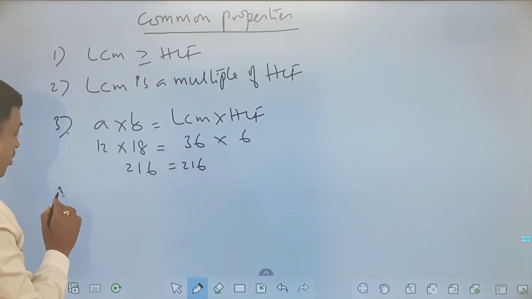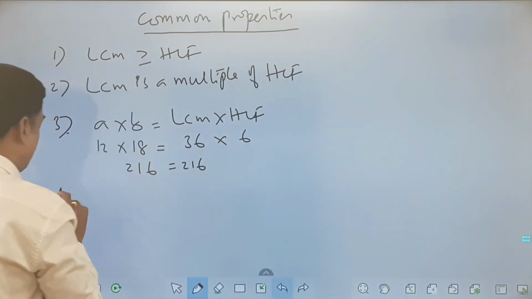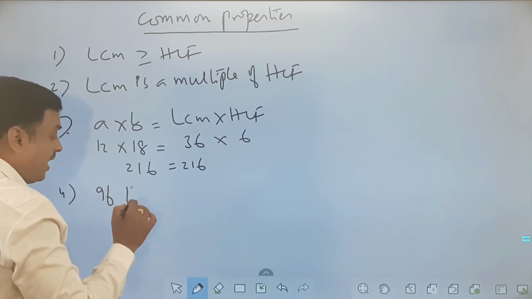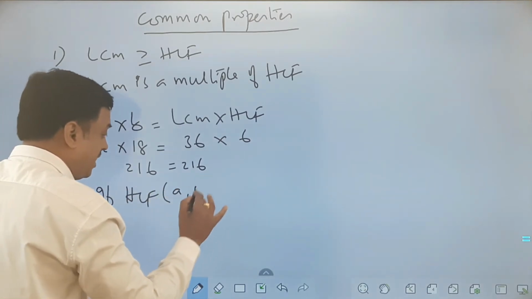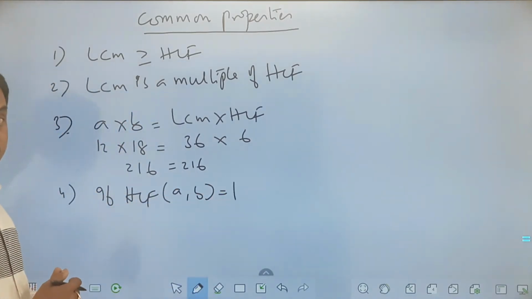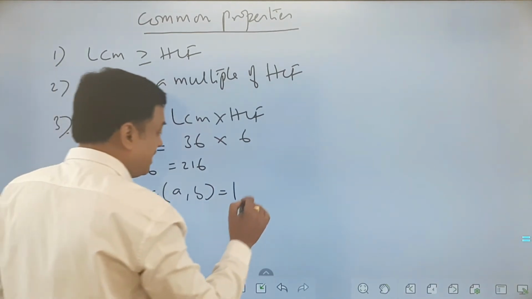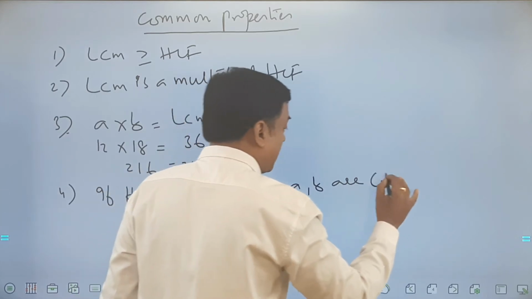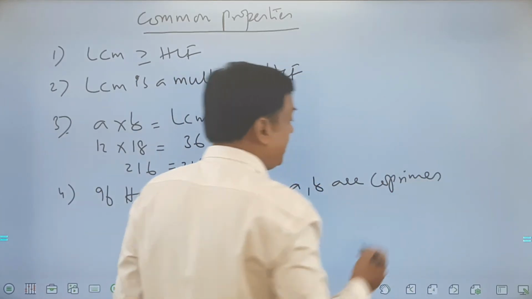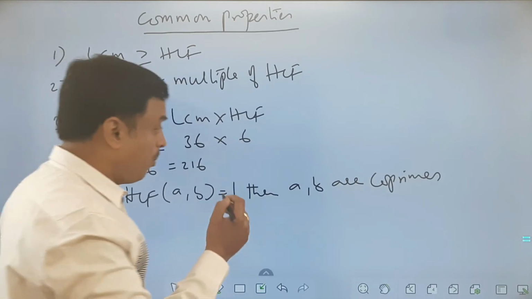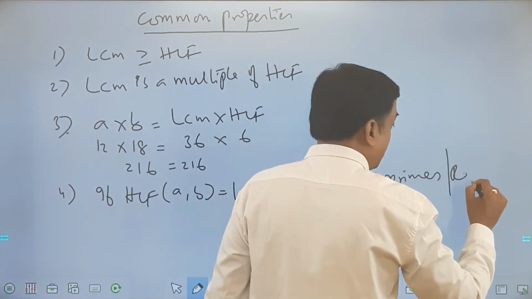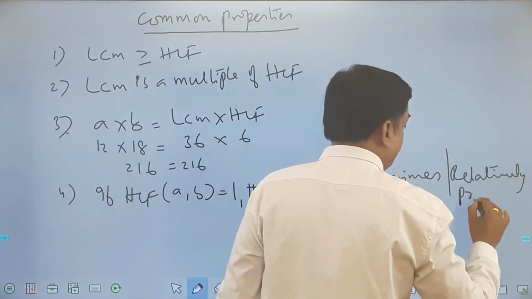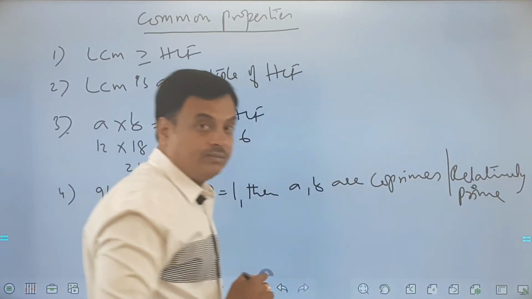Okay. Point number 4, an important definition is coming up here. If HCF of two numbers A and B is equal to 1, then A and B are co-primes. A very important definition, friends. Co-primes or relatively prime numbers. Okay, all of you?